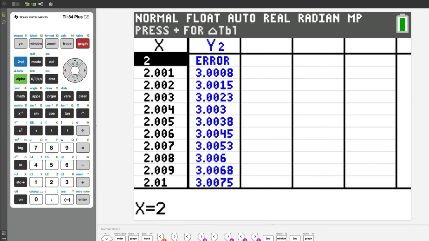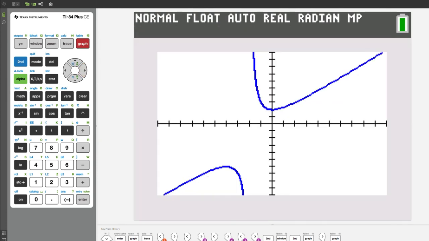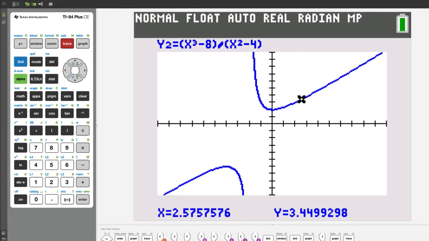Again, we could look at the table, so second graph, and we could see that at x equals 2 there's an error, but it doesn't show up on the graph. And that's the problem with the graphical approach. The TI-84 is really not fancy enough to show us, hey, there's a hole at this value.